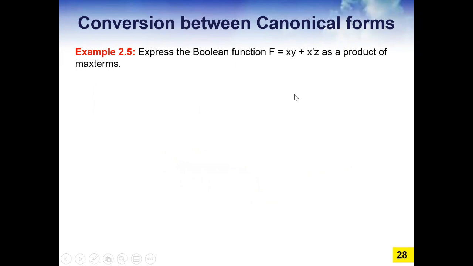Now, see this question, girls. Conversion between canonical forms. Express the Boolean function as a product of max terms. This is a good question. First of all, they are asking for product of max terms, that is, canonical POS form. Which form is the given function, girls? Sum of products, standard sum of products. And what are they asking? Product of max terms. What is product of max terms? Do you remember?